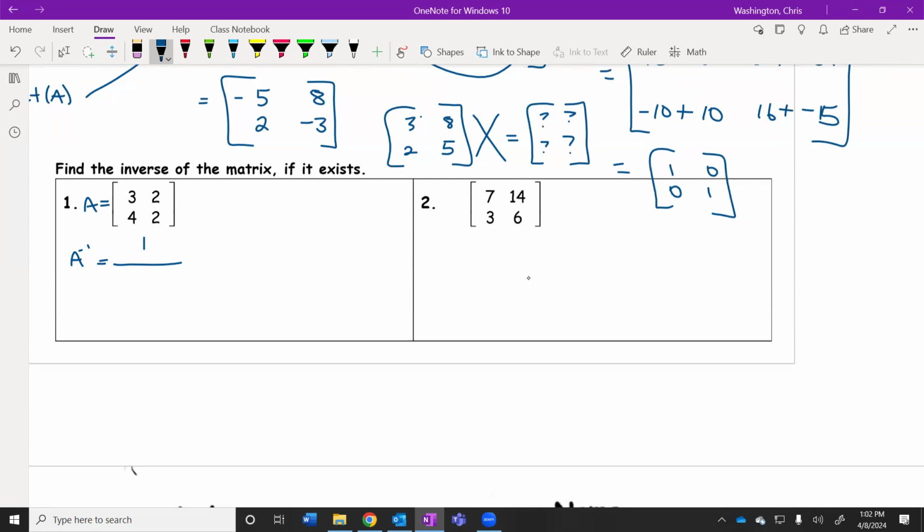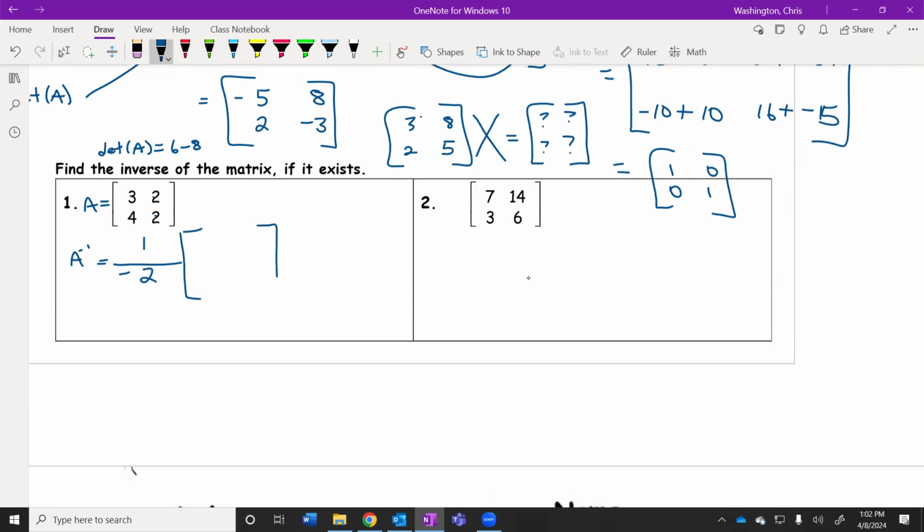3 times 2 is 6. 2 minus 4 is 8. 6 minus 8 is -2. So I'd probably just figure that off to the side. Like, hey, determinant A is going to be 6 minus 8. 3 times 2 is 6. 2 times 4 is 8. 6 minus 8, -2. All right, cool. So that's the 1 over the determinant.